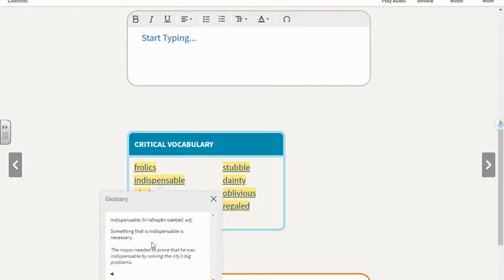The next word is indispensable. Something that is indispensable is necessary. The mayor needed to prove that he was indispensable by solving the city's big problems.